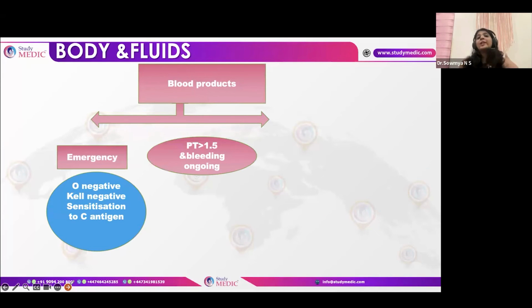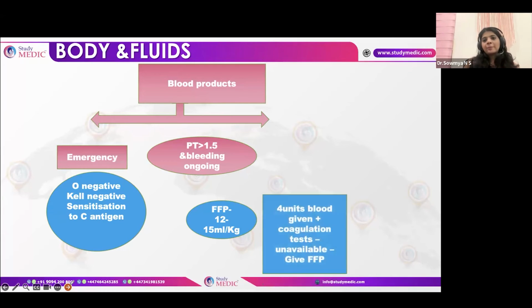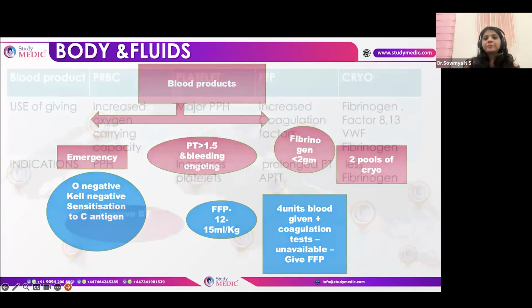In case of APH or PPH, in case of emergency, you give O negative, Kell negative blood so that the sensitization to the C antigen could be less. If the coagulation profile, like prothrombin time ratio, is more than 1.5 and the bleeding is ongoing, you have to give fresh frozen plasma, right? And if you do not get the coagulation profile, but already 4 units of blood are given and bleeding is ongoing, you don't wait for the coagulation profile, still you start with fresh frozen plasma. Fibrinogen less than 2 gram, please start with cryo.